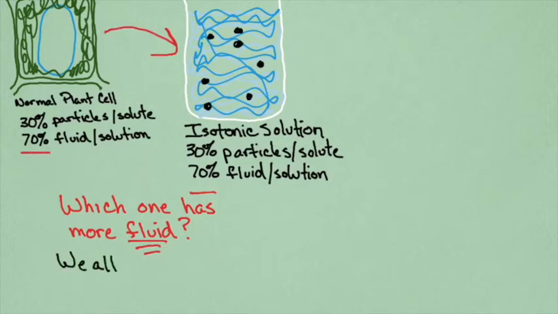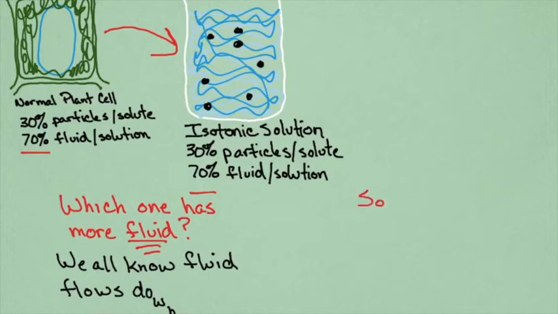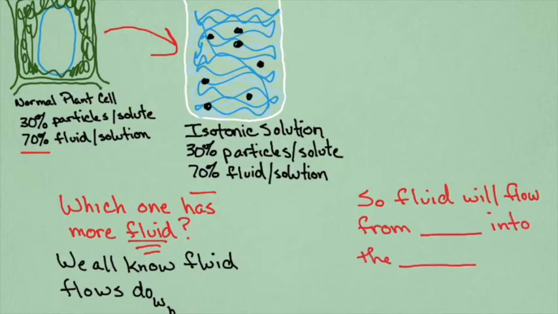Well, in this case, both of them have the exact same amount of fluid. So will any of the fluid be flowing downhill? It's an interesting question. Will the fluid flow from one thing into the other thing? Will it flow from the cell into the beaker or the beaker into the cell? Because the amount of fluid is equal. That's why it's called isotonic, iso meaning equal.